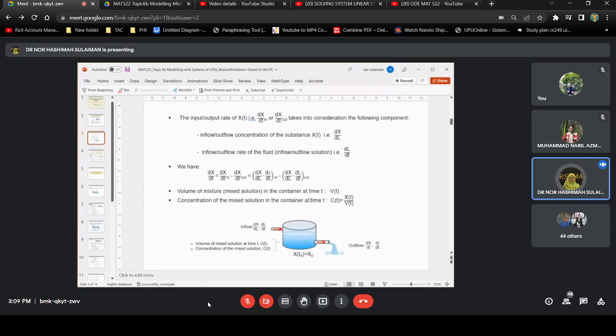So kalau formula bagi, if function V represents the volume, then the concentration is simply what? The amount of salt that is present at time t divided by the current volume. These are nothing new, right? You dah belajar dah sebelum ni.